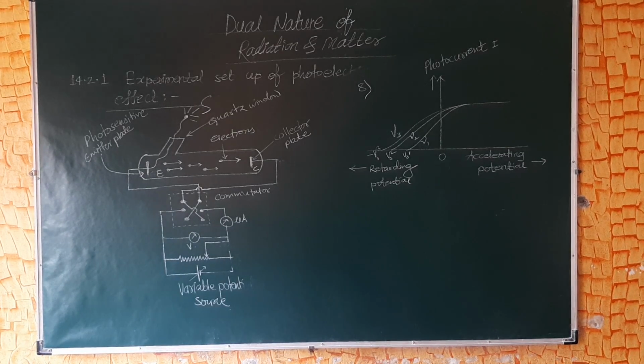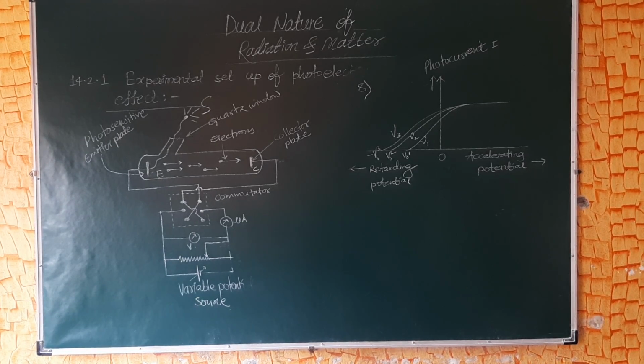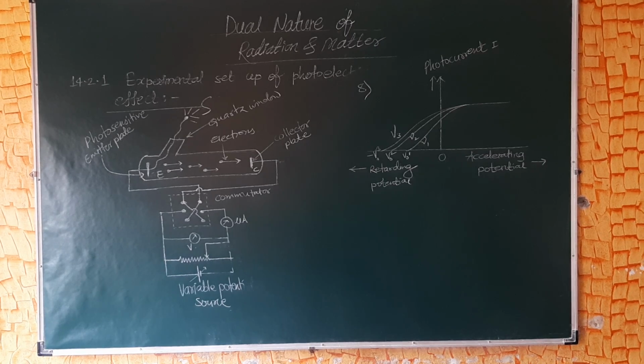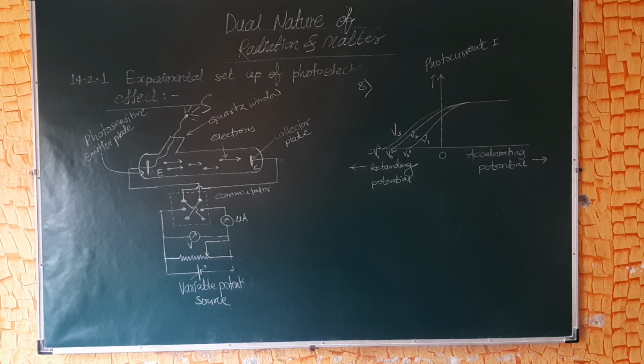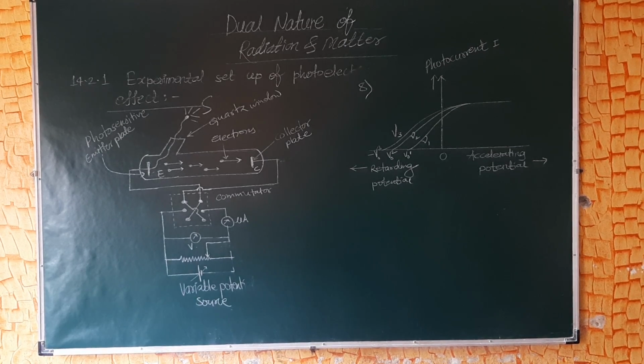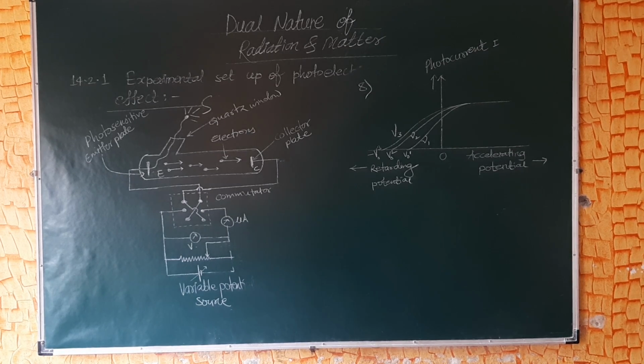If the frequency of incident radiation was changed, keeping the intensity and accelerating potential V constant, then the saturation current remained the same, but the stopping potential V naught changed. This observation depicts that the stopping potential V naught varied linearly with nu. For different metals, the slopes of such straight lines were the same, but the intercepts on the frequency and stopping potential axes were different.